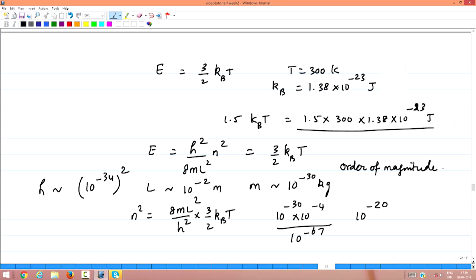Let me see if the numbers are right. m is 10 to the minus 30, L square is 10 to the minus 4, h square is that, into 10 raised to minus 20. So, the order is 34, 20, 54 and 10 to the minus 67. So, this is 10 raised to 13. Therefore, n is the square root of 10 raised to 13, of the order of 10 raised to 7, a ridiculously large number.